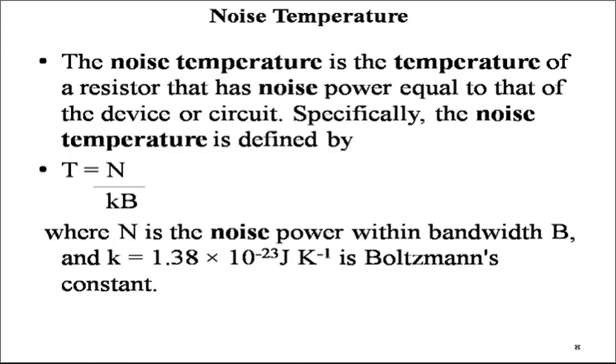Coming to the next point, that is noise temperature. The noise temperature is the temperature of a resistor that has noise power equal to that of the device or circuit. Specifically, the noise temperature is defined by T equals N upon K into B, where N is the noise power, B is the bandwidth, and K is the Boltzmann constant. We know the value of the Boltzmann constant is 1.38 into 10 raised to minus 23 joules per Kelvin. So this is the noise temperature.